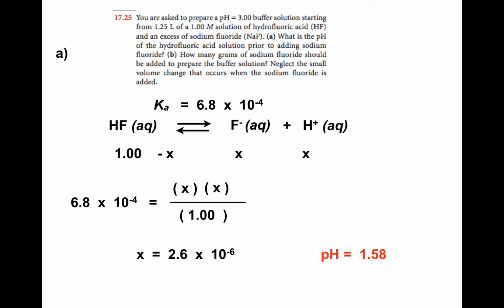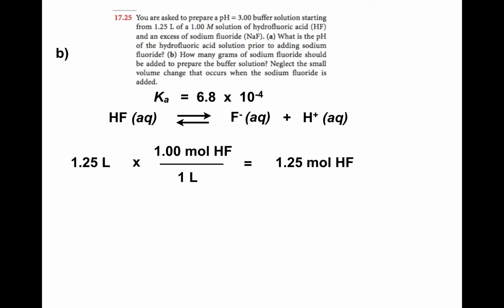B, how many grams of sodium fluoride should be added to prepare the buffer? Neglect the small volume change that occurs when sodium fluoride is added. They want us to make a buffer at a pH of 3, and we have 1.25 liters of the 1 molar hydrofluoric acid. Liters times moles per liter gives me moles of hydrofluoric acid. I can plug moles directly into the Hasselbalch equation.